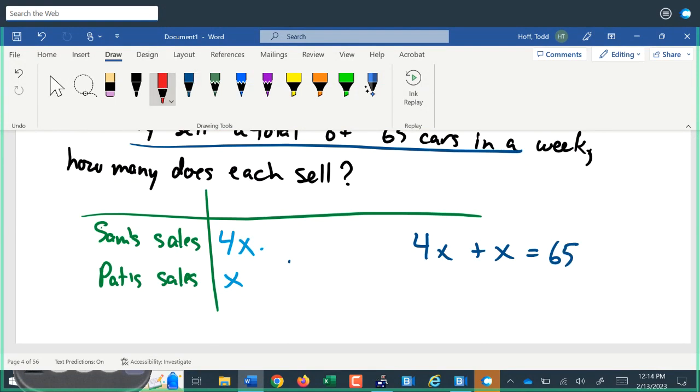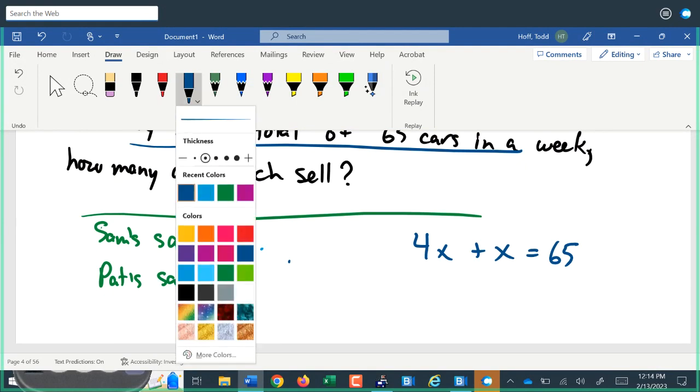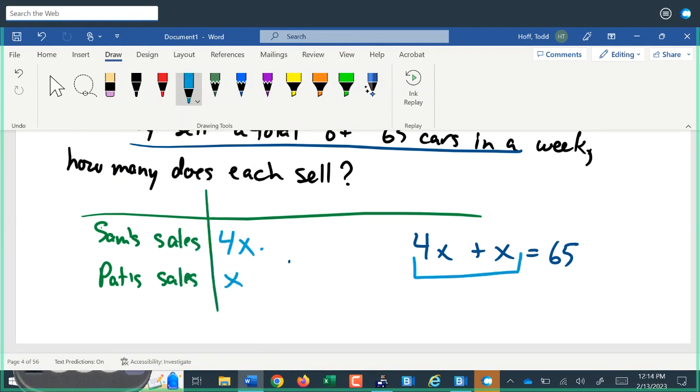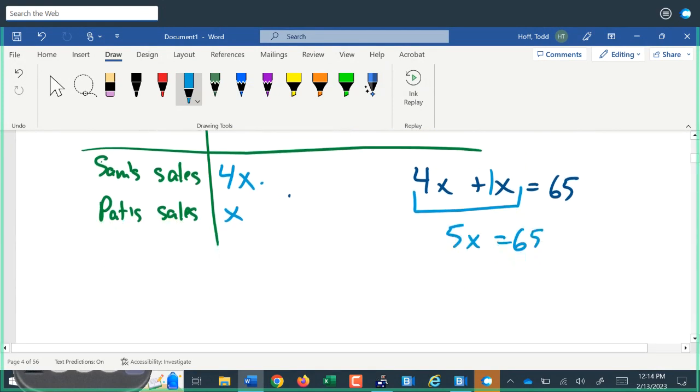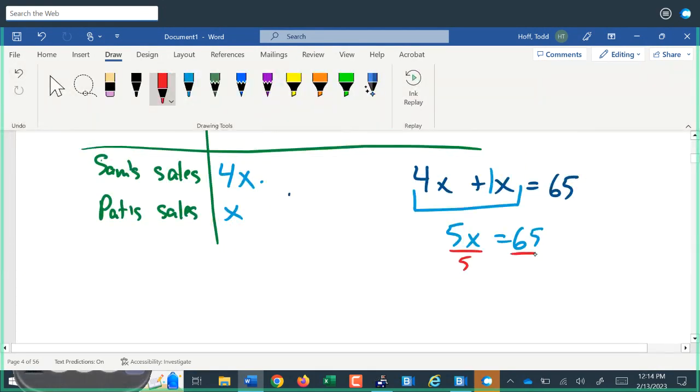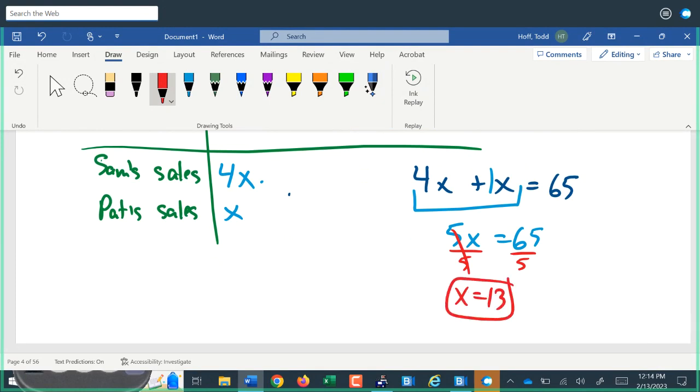And now we solve the equation. Step 1 is to combine what we can on either side. Here we have 4x and x. And we think of that as a 1x. 4x and 1x make 5x equals 65. Then we divide by 5. X equals 13.